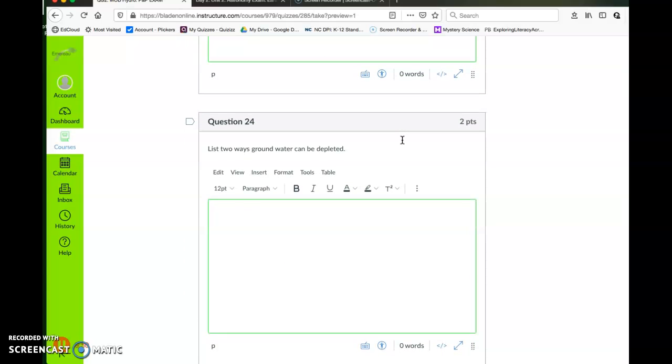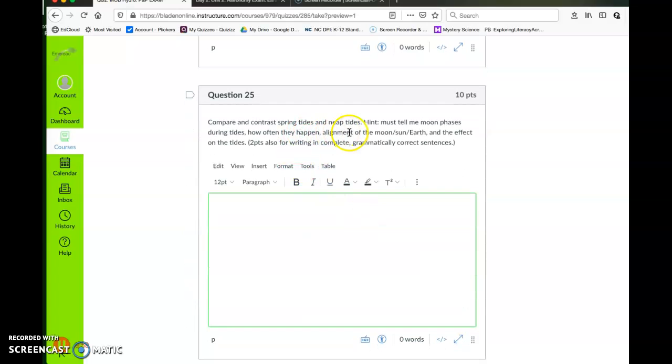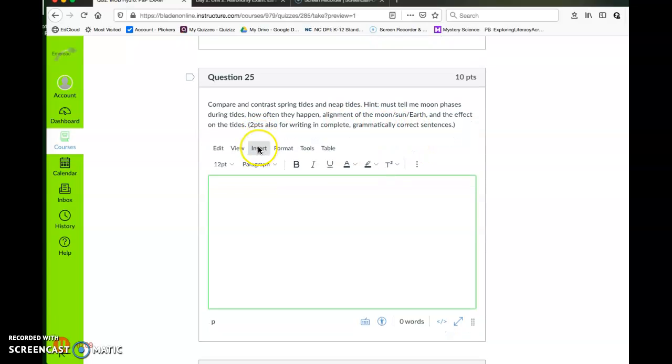Question 24. List 2 ways groundwater can become depleted. 2 points. Question 25. Compare and contrast spring tides and neap tides. Hint: you must tell me the moon phases during these tides, how often they happen, the alignment of the moon, sun, and earth, and the effects of the tides. 2 points also for writing in complete sentences, and they must be grammatically correct.